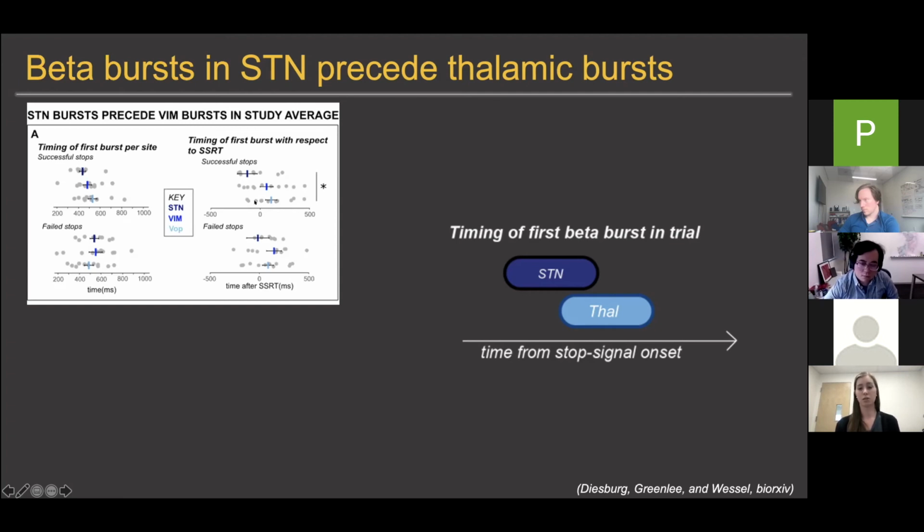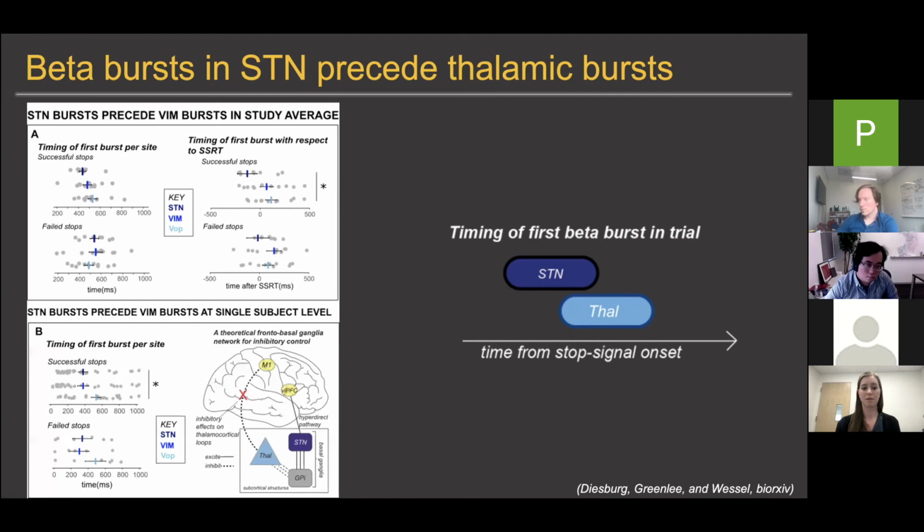Now, again, these were different subjects, of course, so the main test of this will be to look at this timing in our single subject that had recordings from both the STN and the thalamus. And we found the same timing difference in that single individual. So we found that during successful stops, bursts in the STN do emerge first, followed by bursts in the thalamus, and specifically followed by bursts in the thalamus in the dorsal most contacts. So those contacts that I have here labeled VOP.